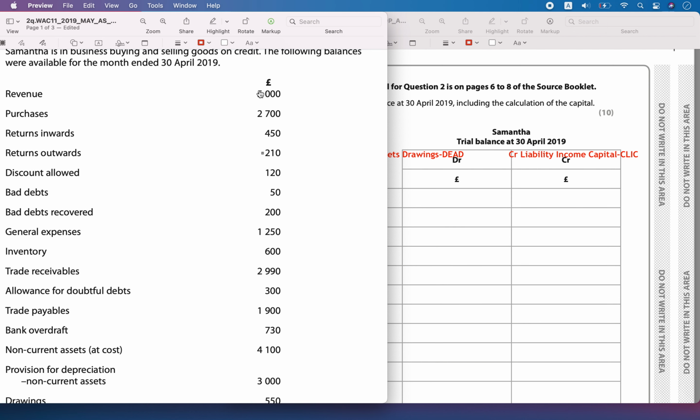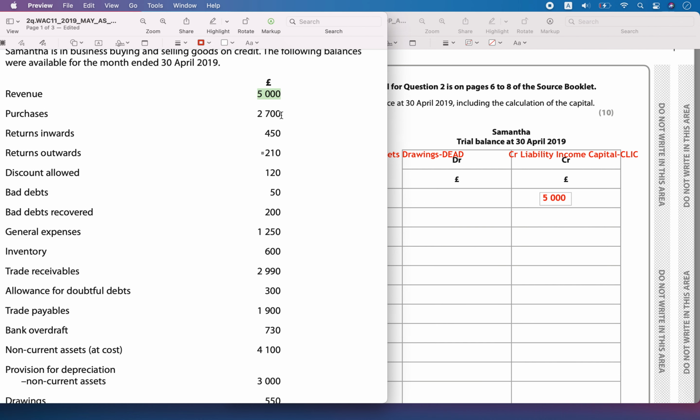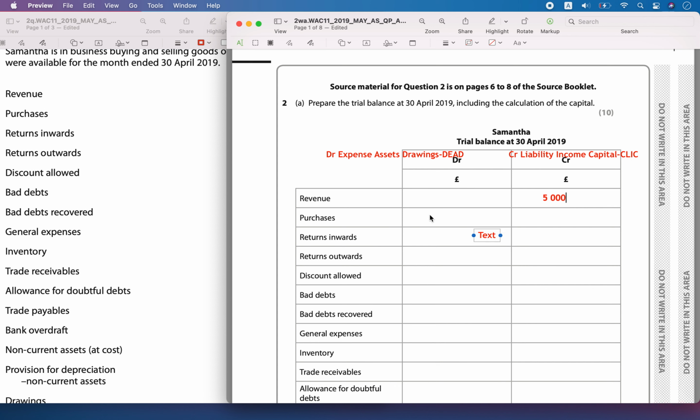First one is revenue. Revenue is an income. Revenue is money coming into the business, so it is income, so you will put it on the credit side. Then you have the purchases. Purchases is like an expense. Purchases is money going out of the business, so you will put it on the debit side.